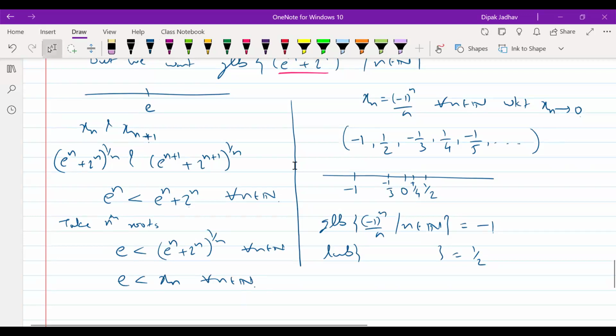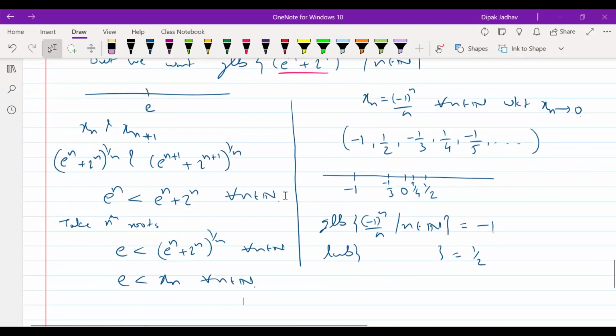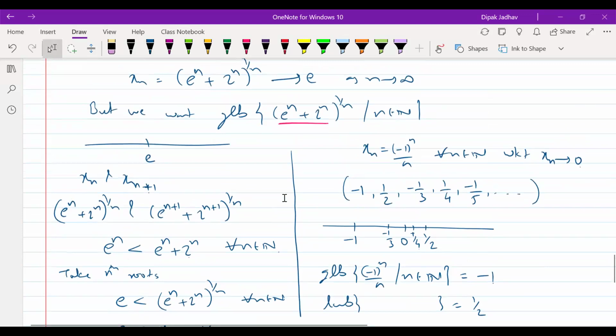Now from this, is it possible to say something about the greatest lower bound? We haven't checked whether it is monotonic, whether it is increasing or decreasing. But we have compared every term of the sequence with e. We observe that every term of the sequence is strictly bigger than e, and we have already noted e is the limit of that sequence. Both these things are equally important to say the greatest lower bound of this set is e.